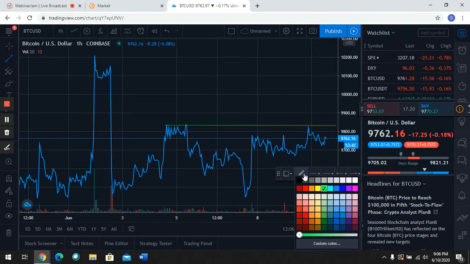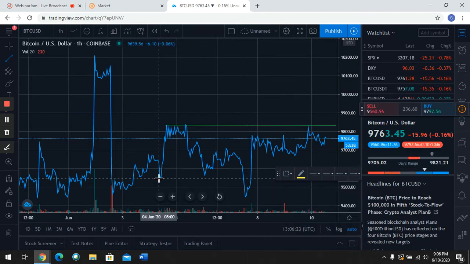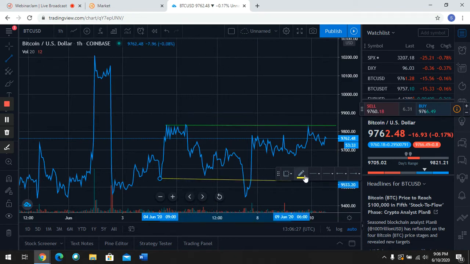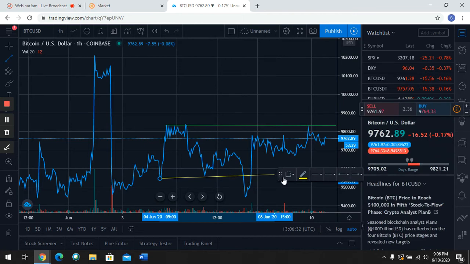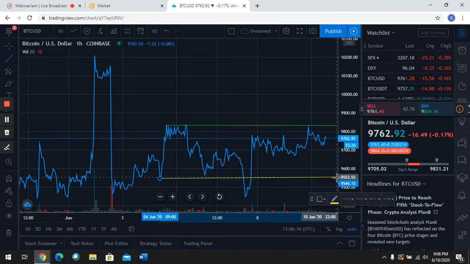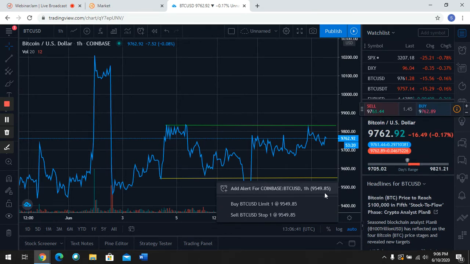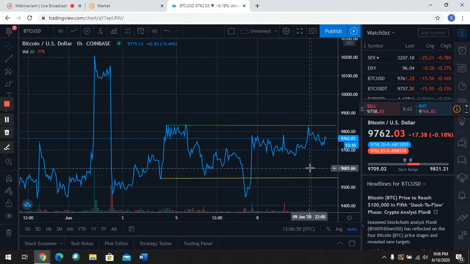So let's change the color to, let's take yellow then. Okay, this is our first point of support level. So I'm going to draw all the way to this line here. Okay, now we got ourselves 9549.85. So let's make that 9550. So let's put that as our first support level.